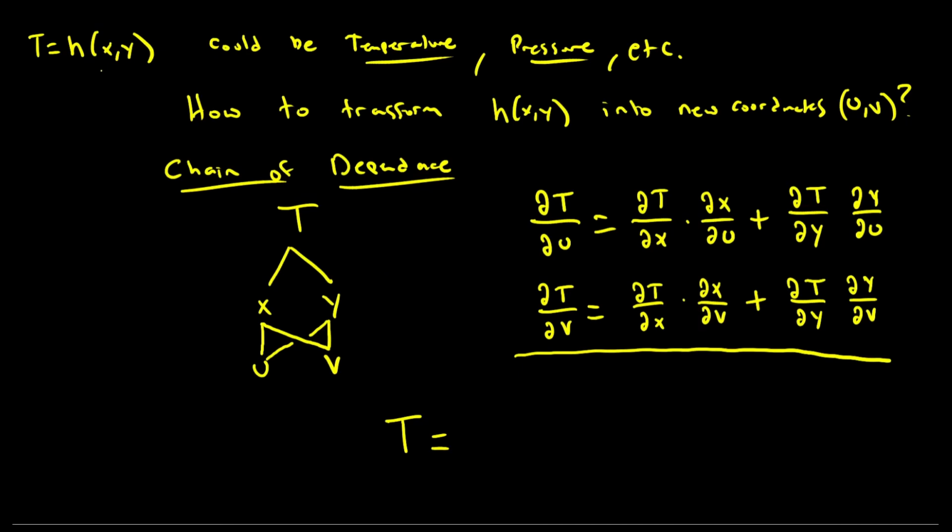So I just changed the temperature function to be h, because we already introduced f and g as our general coordinate transformation. So under this coordinate transformation, where x is equal to f of u and v, and y is equal to g of u and v, t is going to be our function h, which is the temperature function, evaluated at f of u and v and g of u and v.